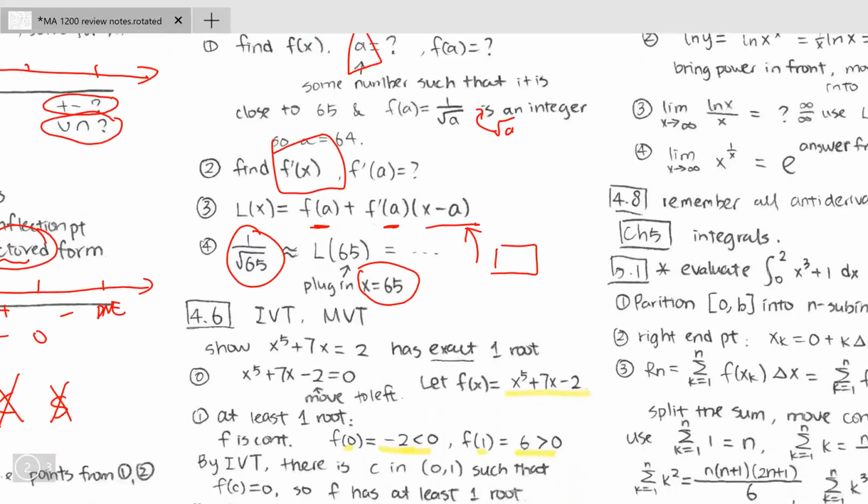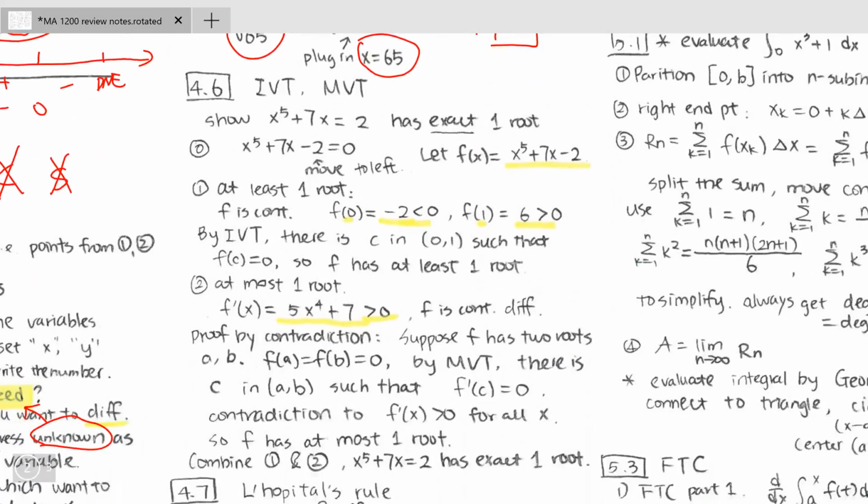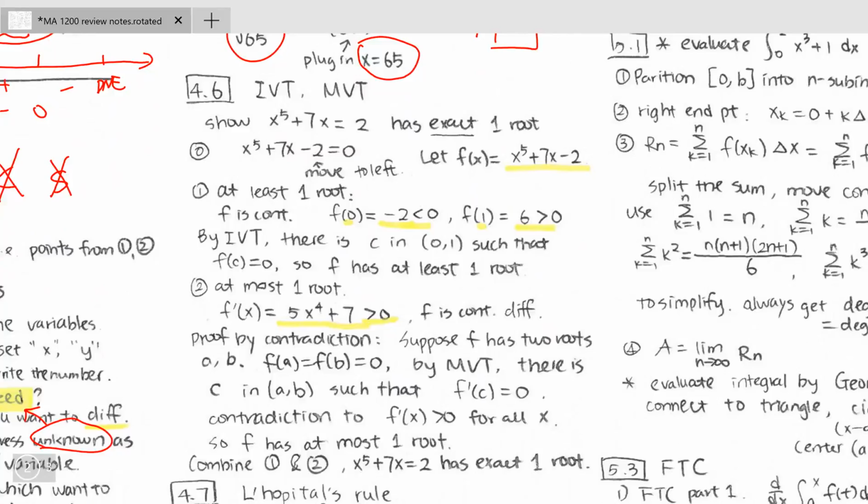All right. How about 4.6? So 4.6, we talk about the intermediate value theorem. We also talk about the mean value theorem.